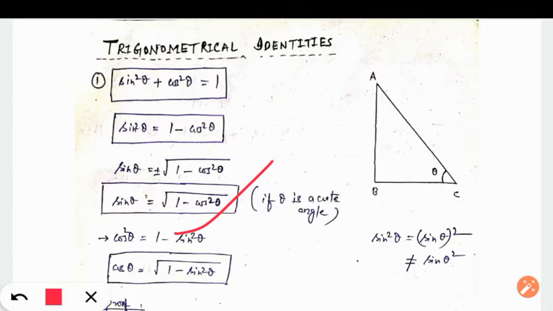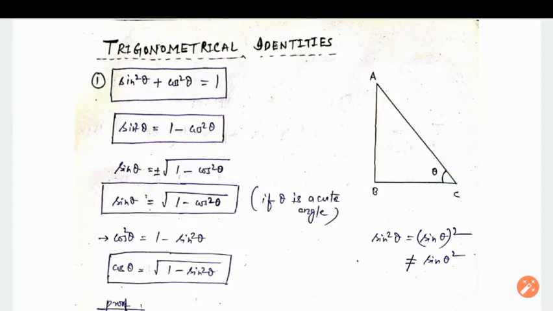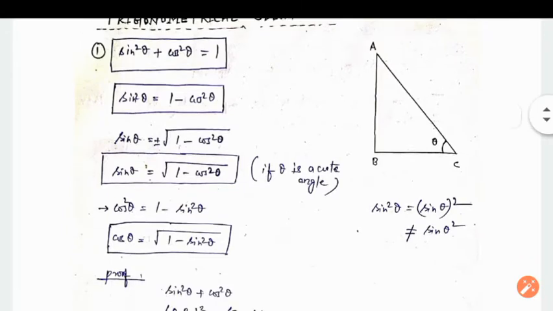Sine theta is equal to root over 1 minus cos square theta. In a right angle triangle, this angle will always be an acute angle, so I am going to neglect the negative in all of the expressions. So sine theta is equal to root over 1 minus cos square theta.